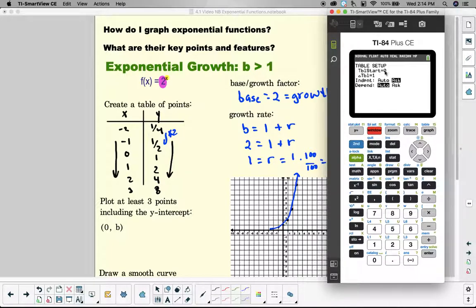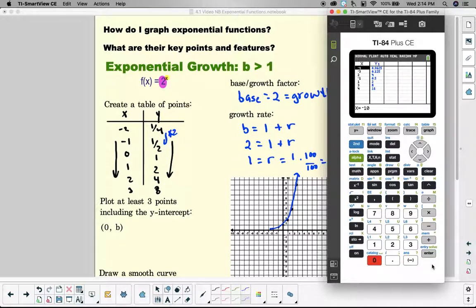And my starting value, I don't really care where that is, but I want the independent variable to be ask and the dependent variable to be auto. And I quit out of that, and now I'm going to go to table. So I hit second graph, and that gets me table. And this is all old data. So clear, and enter. I'm just going to do like -10.